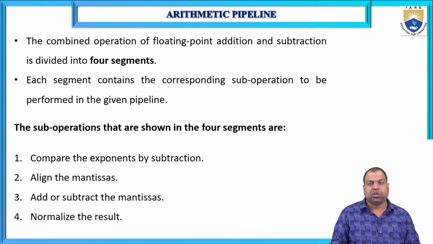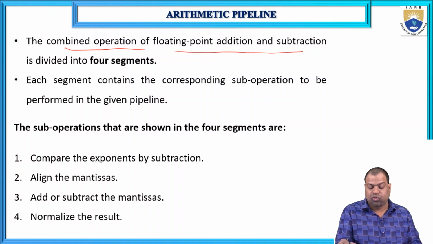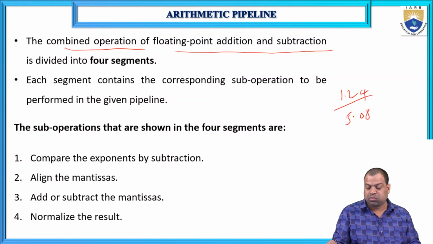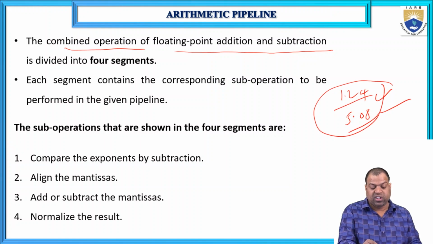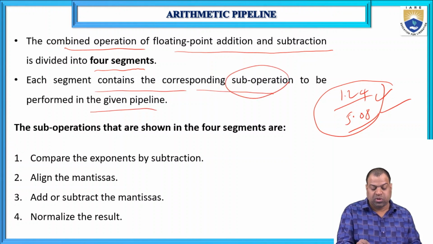And the combined operation of floating point addition and subtraction is divided into 4 segments. Each segment contains the corresponding sub operation to be performed in the given pipeline. Floating point means, suppose I am taking 1.24 and 5.08 as an example. These are floating point addition and subtraction, and these are floating point values. In the pipelining process for floating point addition and subtraction, we are dividing it into 4 segments. Each segment contains the corresponding sub operation to be performed in the given pipeline. So what are the sub operations in each segment?